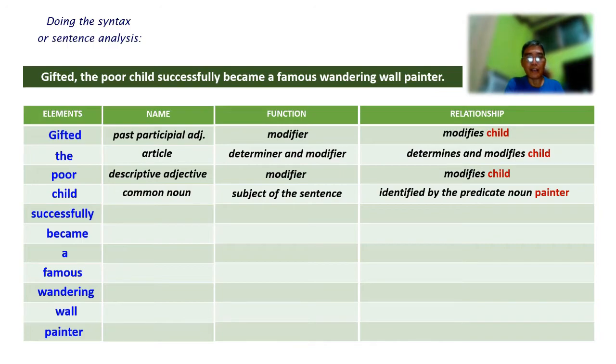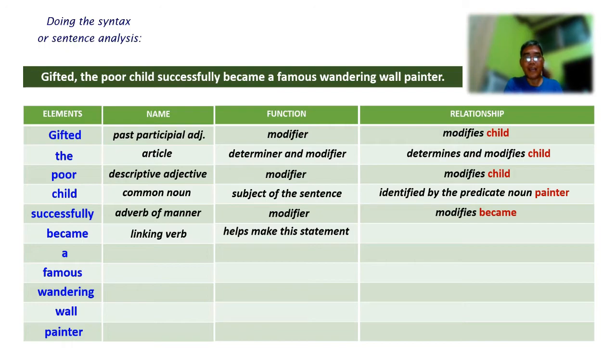Coming after child is successfully. Successfully is classified as adverb of manner. Unlike the first three modifiers modifying the noun child, successfully modifies the linking verb became. Let's proceed to the word became. Became is classified as linking verb. This linking verb helps make this statement. Besides, it connects the subject child and the predicate noun painter.